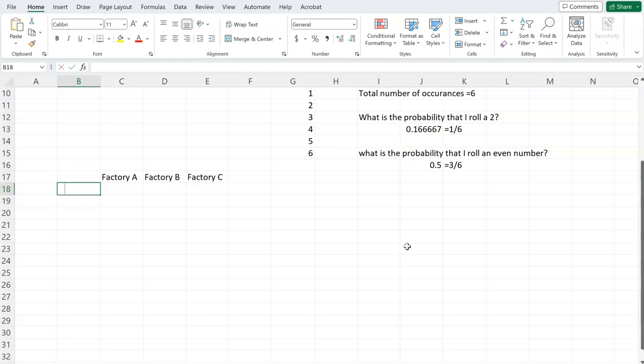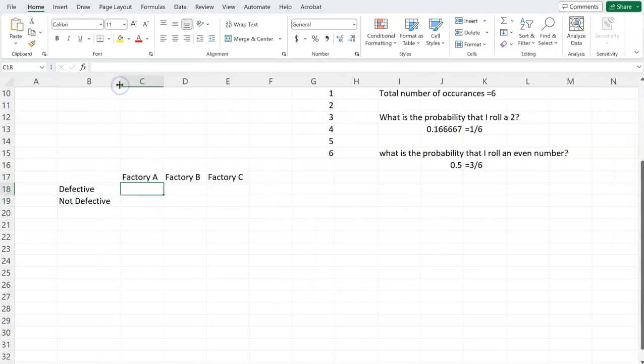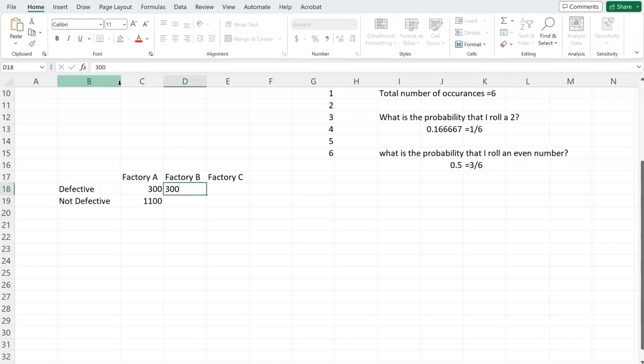Now let's say some items are defective and some items are not defective. So in each factory, we have a daily production or an hourly production, and our numbers are as follows. In factory A, we have 300 defective items produced and 1,100 non-defective items produced. In factory B, let's say it's 300 and 1,200. In factory C, it is 500 and 1,600.